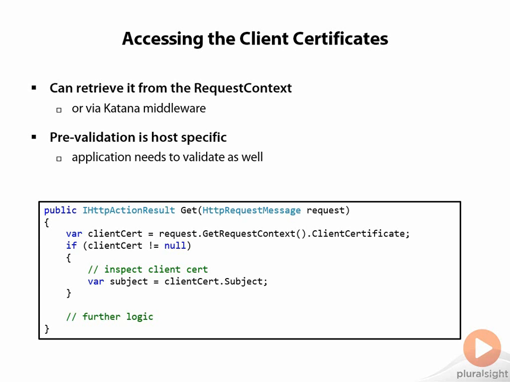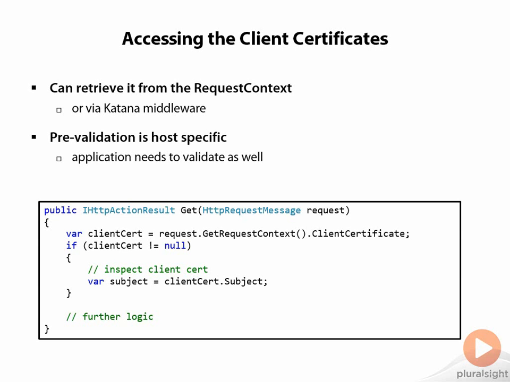One thing is really important. The validation applied to client certificates is host specific. For example, IIS is very strict when it comes to client certificates. So when you are inside of IIS and you get access to a certificate, you can be sure that IIS already did a chain trust validation, meaning it makes sure that the issuer of the client cert is trusted, and that this issuer also is allowed to issue certs for the purpose of client authentication.